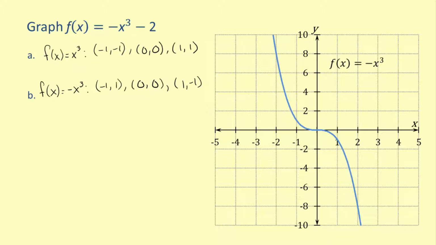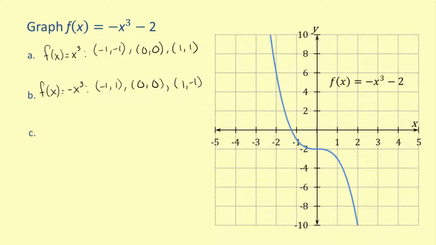Now, we need to consider the vertical shift. For this equation, the graph will be shifted 2 units. Since 2 is negative, we will be shifting the graph down 2 units on the y-axis to give us the final graph of f of x equals negative x cubed minus 2. We'll use the same x-coordinates again to find points the graph passes through. The graph passes through (-1, -1), (0, -2), and (1, -3).